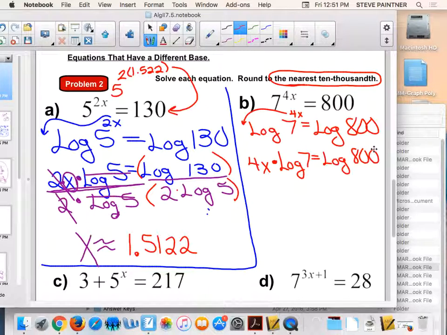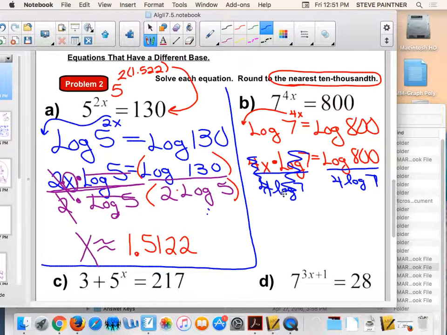So what are you going to divide by? What would you guys divide by to get rid of all this stuff? 4 log 7. Now the 4s would cancel, log 7 would cancel. You'd have x roughly equal to 0.8588. Yes?